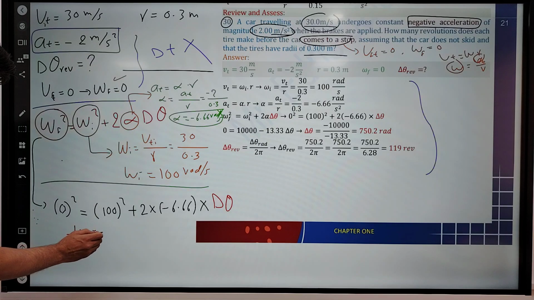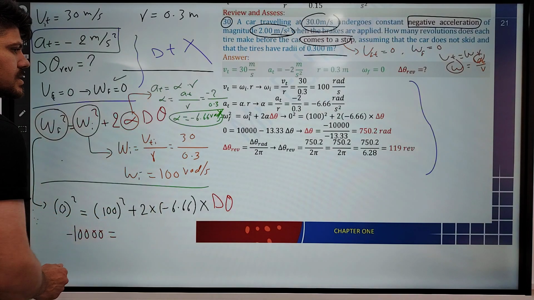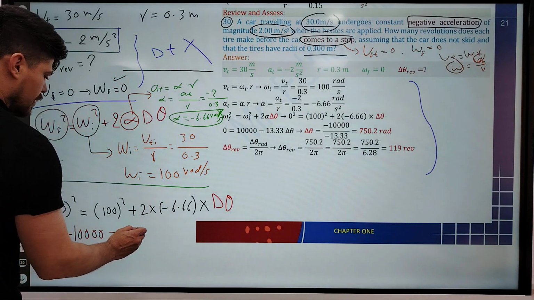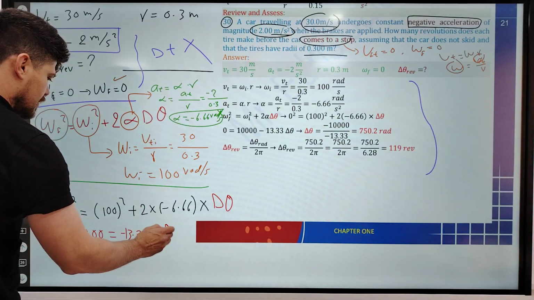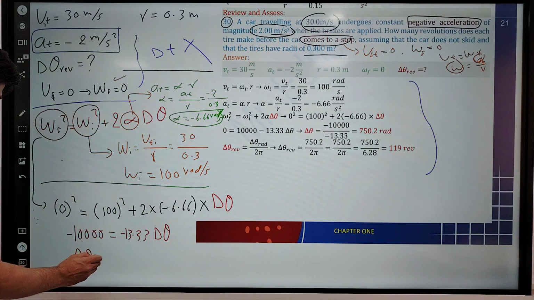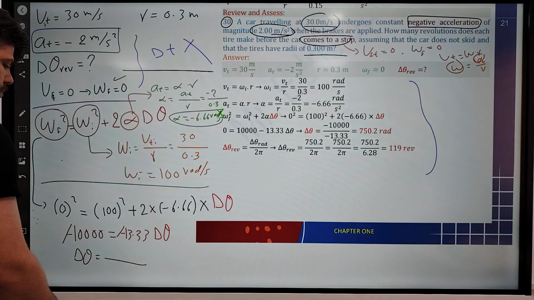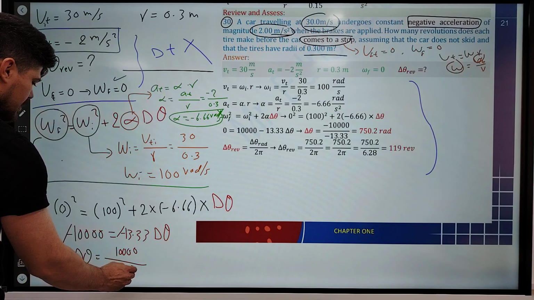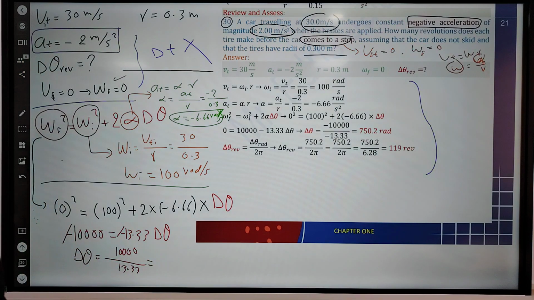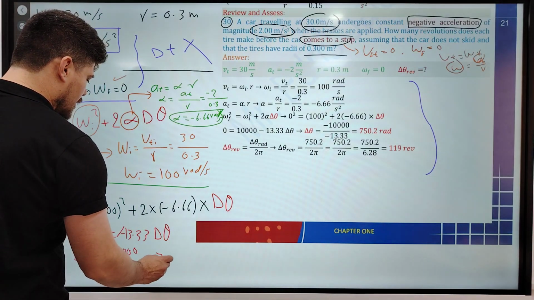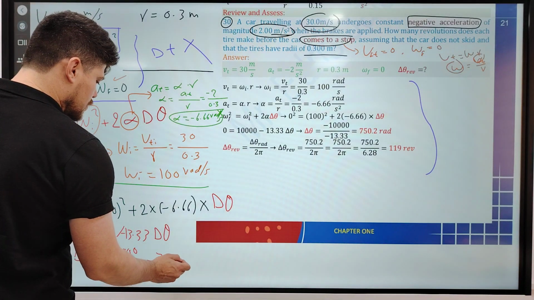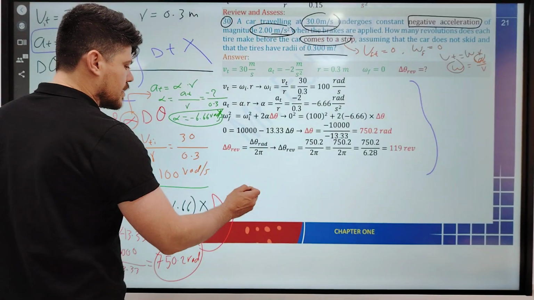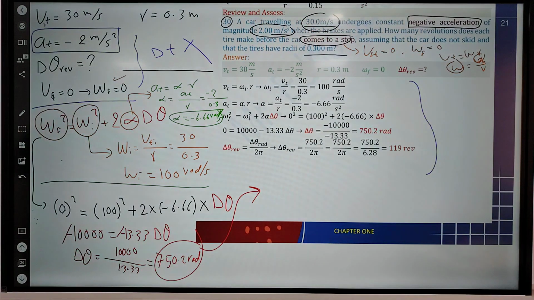Negative 10,000, which is equal to 2 times negative 6.66, which is negative 13.33 theta. Theta is equal to what? Negative and negative cancel each other. So it is equal to 10,000 divided by 13.33, which is equal to what? 750.2 rad. But this is not the final answer of this question.